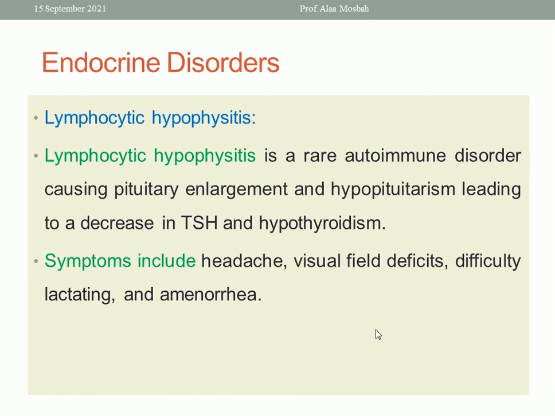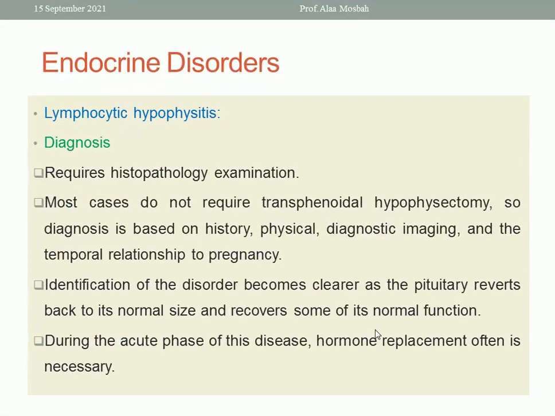Lymphocytic hypophysitis is a rare autoimmune disorder causing pituitary enlargement and hypopituitarism, leading to decrease in TSH and hypothyroidism. Symptoms include headache, visual field deficits, difficulty lactating, and amenorrhea. Lymphocytic hypophysitis diagnosis needs, of course, histopathology to be confirmed, but you can take the biopsy, so you can diagnose by imaging techniques like MRI and CT.